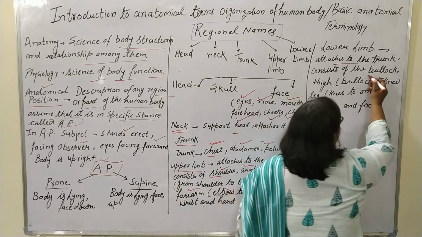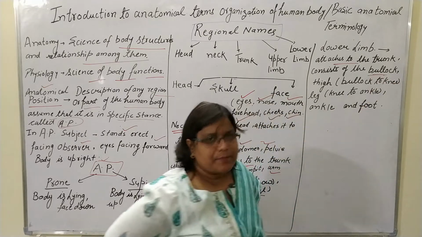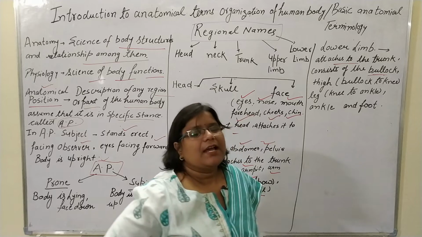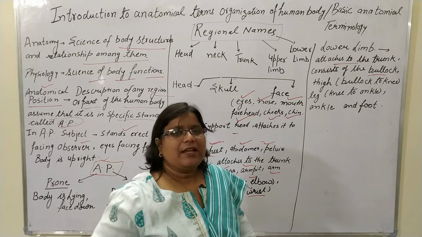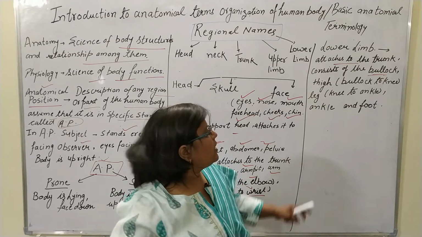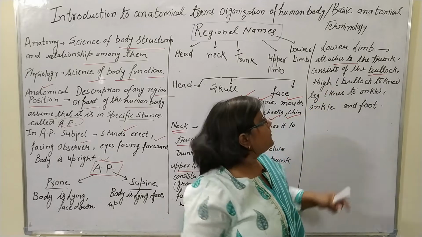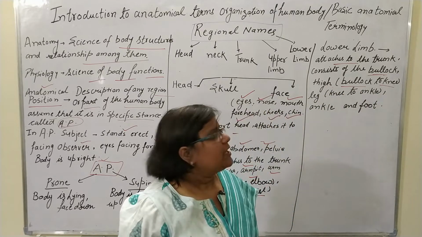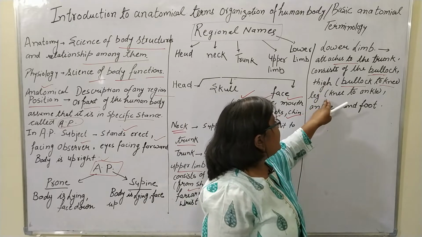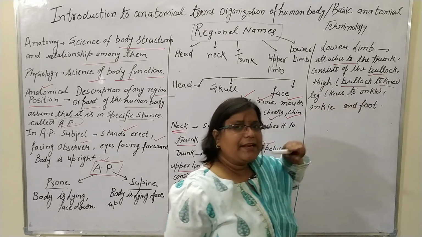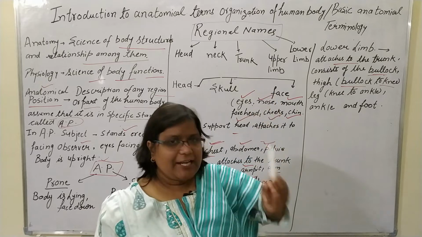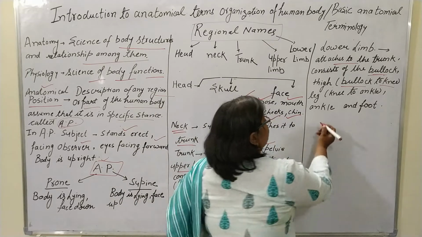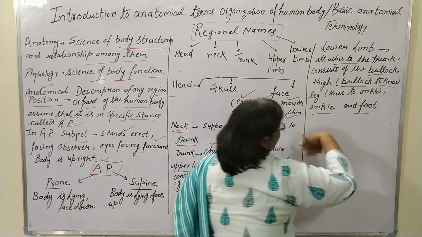It consists of the buttock, which means the hip region, a region above the thigh. So buttock to the knee is the thigh region, and the leg region is knee to ankle, and then the ankle and foot. This is the lower limb.